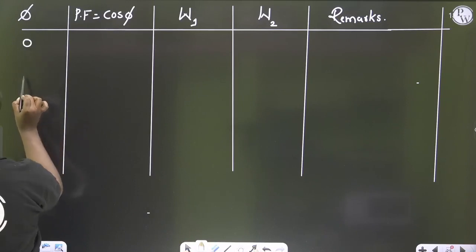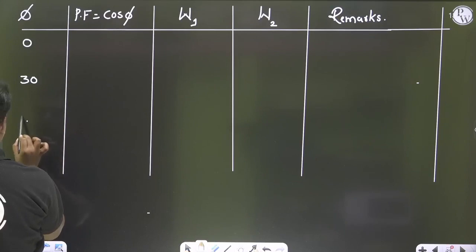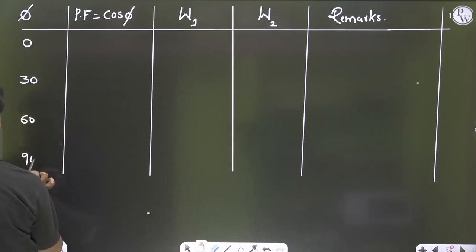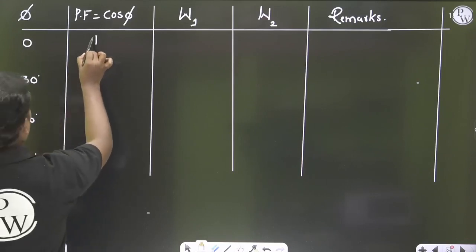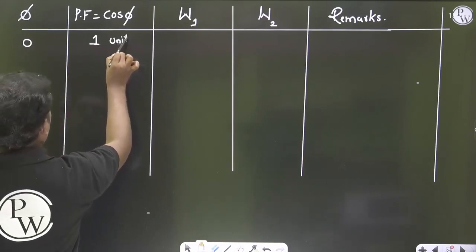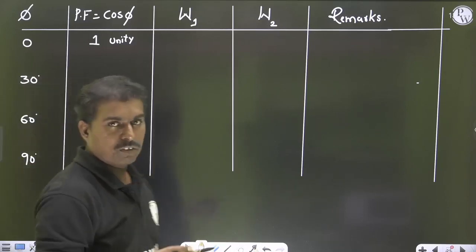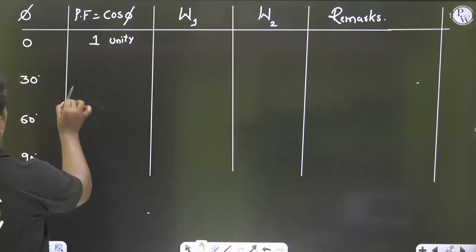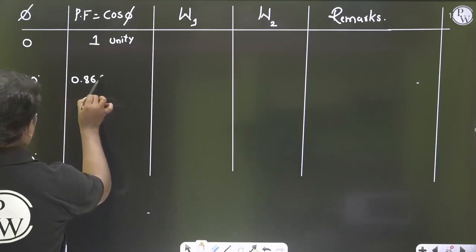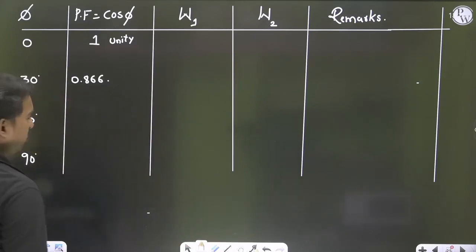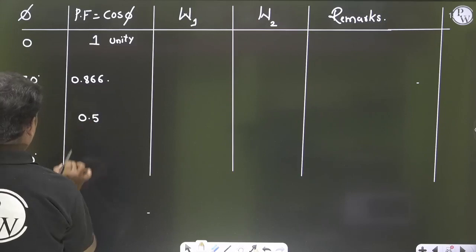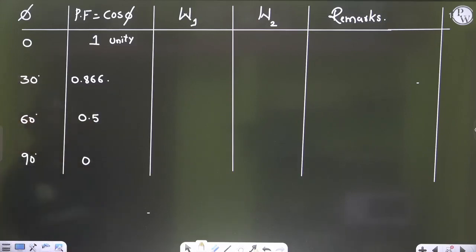0, 30, 60. Okay. Cos phi, unity power factor. This is root 3 by 2. Root 3 means 1.732, that is 0.866. Cos 60, 1 by 2, that means 0.5. Cos 90, 0. Now let us check.